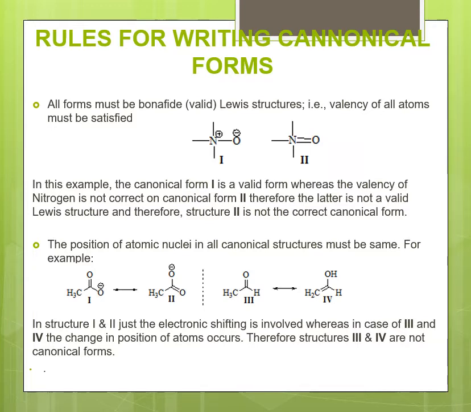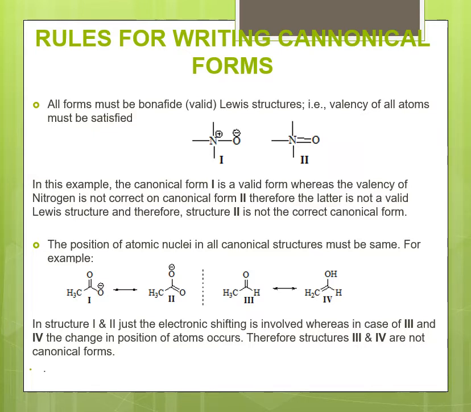For example, consider structure number 1. Here we have negative charge on oxygen, which is singly bonded. Here we have negative charge on oxygen. So we have just shifted the pi electrons. We have not changed the position of atoms. The oxygen remains at its position. Right? So these are the right canonical forms.